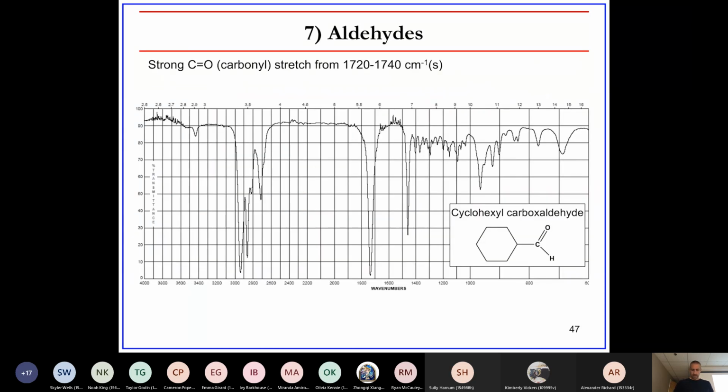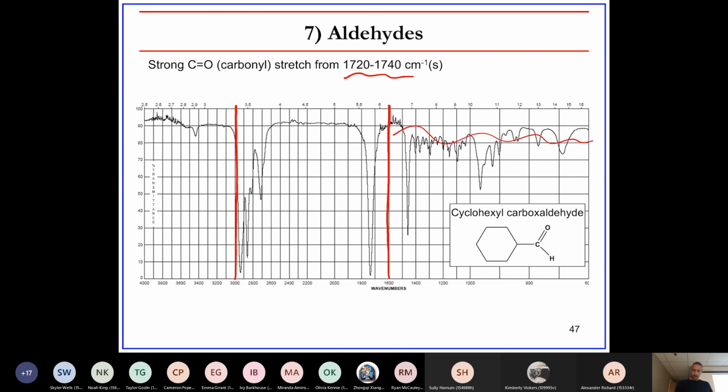Great. Aldehydes. So aldehydes are the first functional group we're going to look at that has a carbonyl group. Carbonyl groups are maybe the second easiest thing to spot in an infrared spectrum. They give you a very, very strong band, somewhere typically just to the left or a little bit higher than 1700 wave numbers. So we're going to take our 3000 and our 1600.